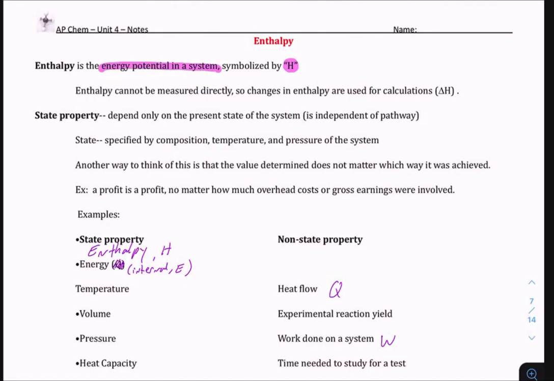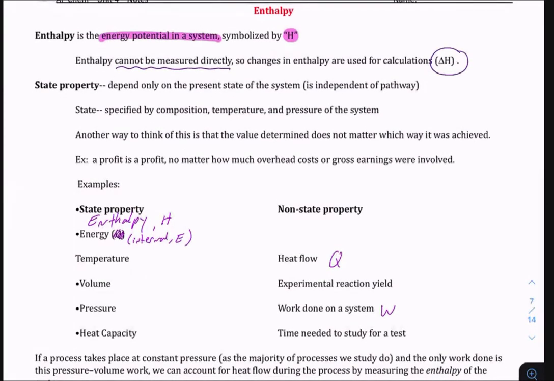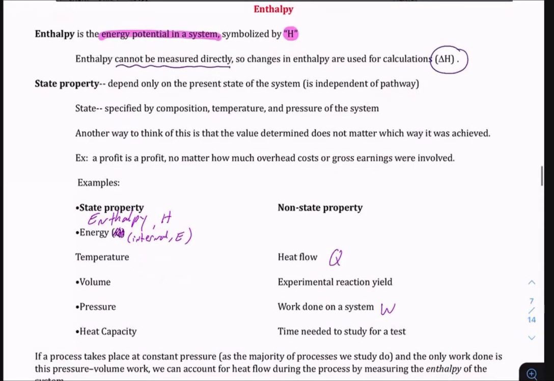Okay, so the thing about enthalpy is that it cannot be measured directly. So in a practical sense, any calculation we're going to be carrying out will be in the context of a change in enthalpy, delta H. Okay, so that's primarily what we'll be calculating. Enthalpy is what is called a state property, and a state property is a property that depends only on the present state of the system. It doesn't matter how it got there.